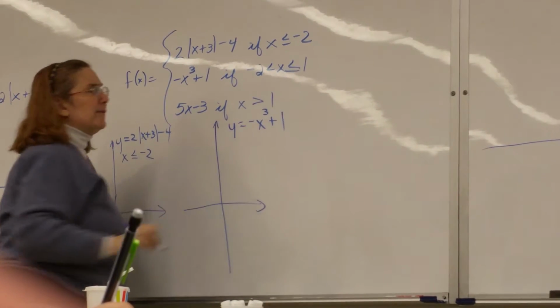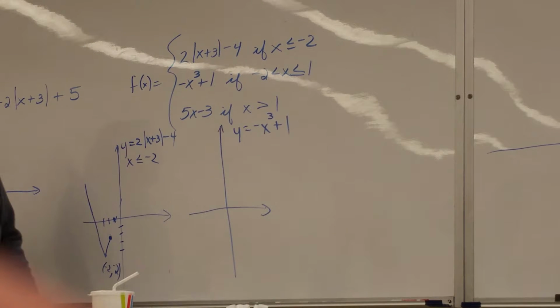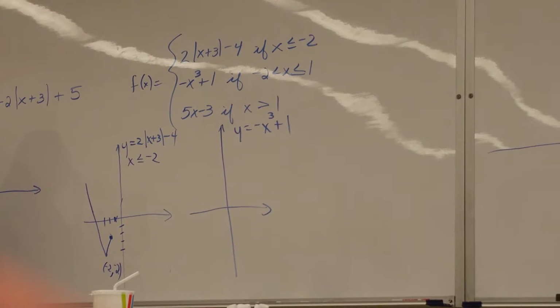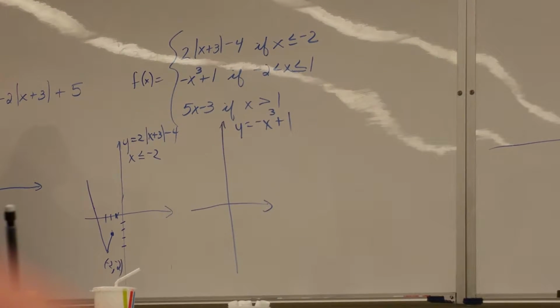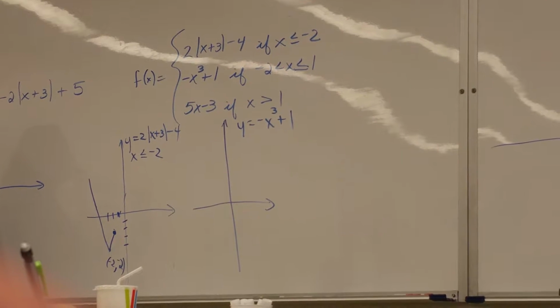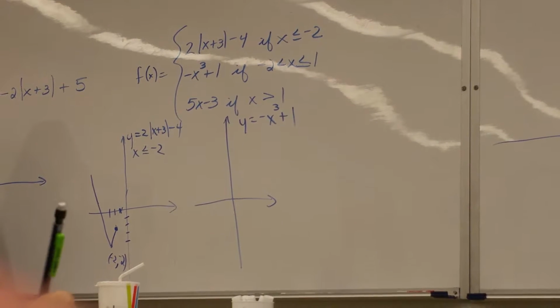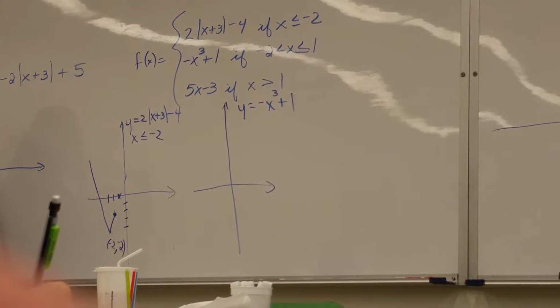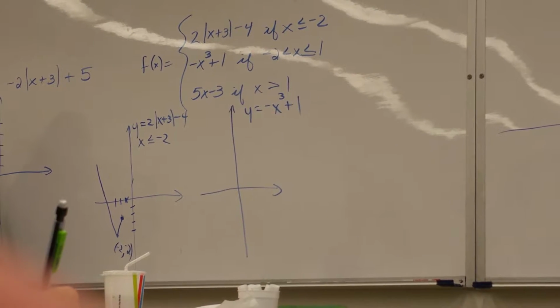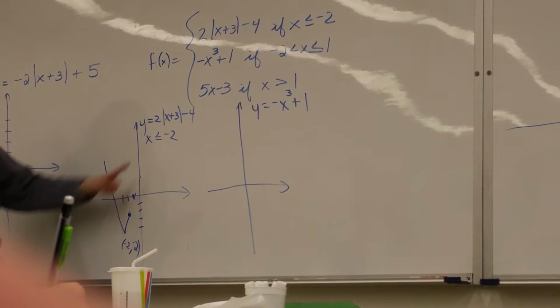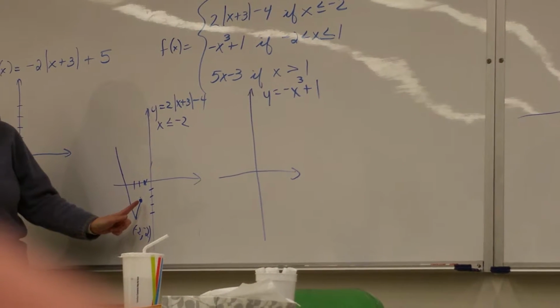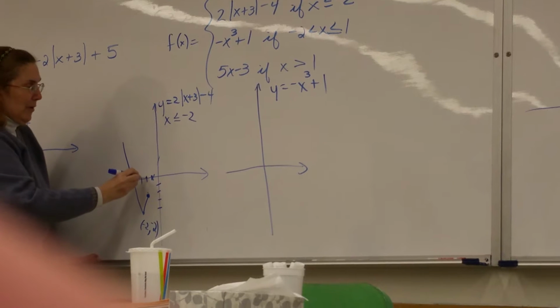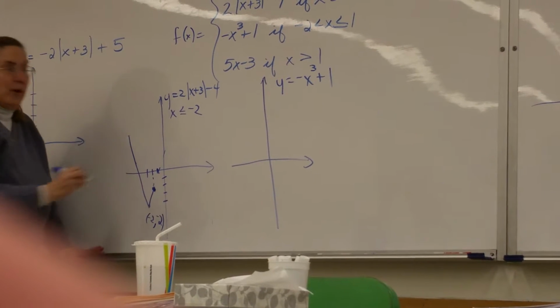Second piece. Y equals negative x cubed plus 1. You know what x cubed looks like? What does the plus 1 on the outside do? Shift up 1. And we need to find the other endpoint too, because the x value is greater than negative 2. There's another negative 2 point. No, it's the x value is less than or equal to negative 2. And that's the only negative 2 point.